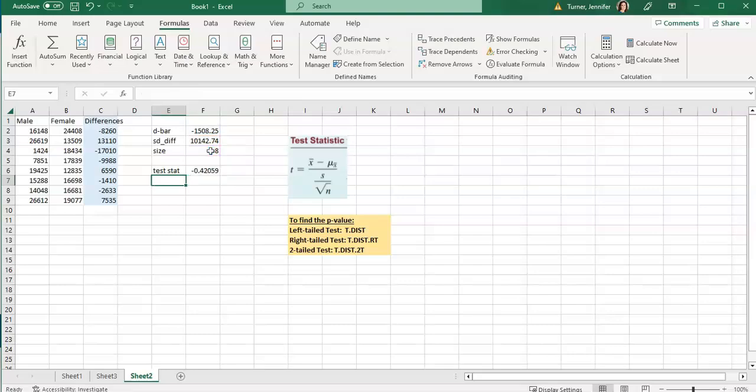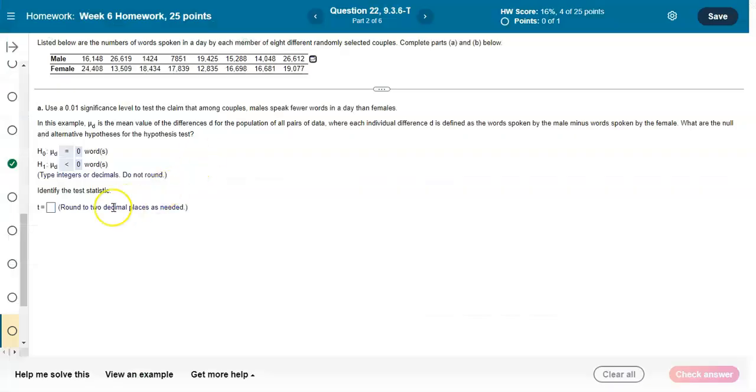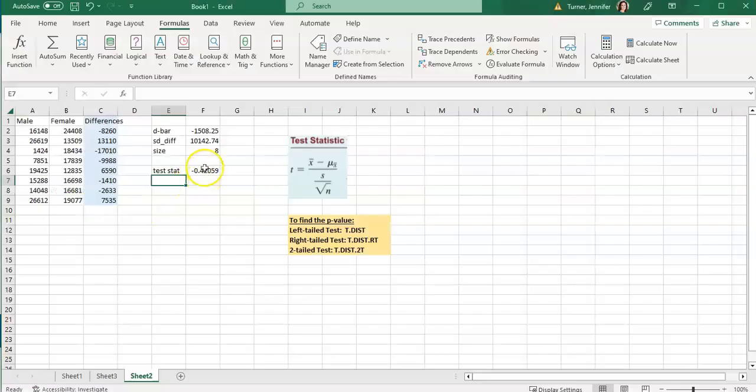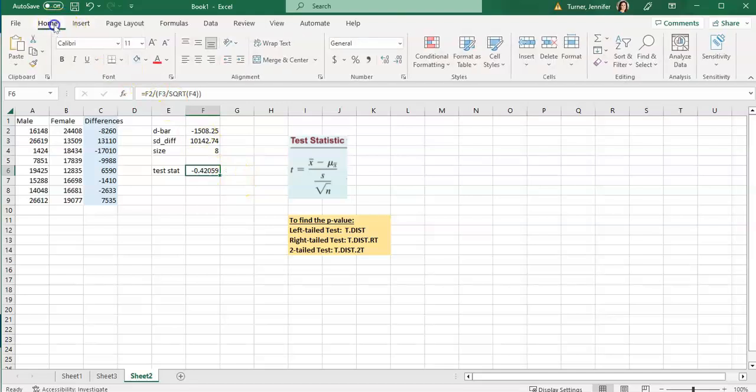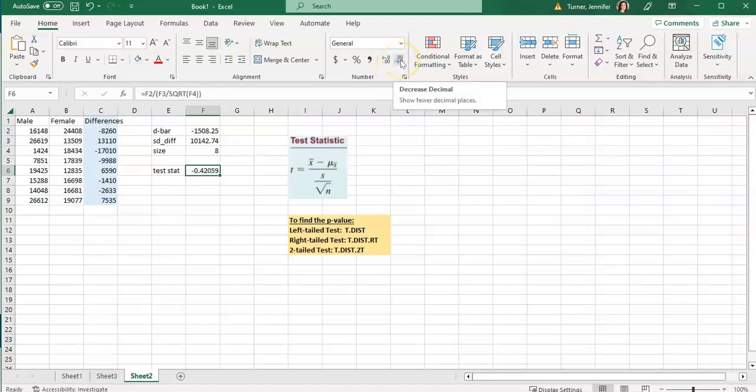So here is our test statistic. That was the first thing we were asked for, and we wanted to round that to 2 decimal places. This is more than 2 decimal places, but we can always adjust that by going to the Home tab at the top and coming here to either increase or decrease the number of decimal places as we see fit. So we're going to decrease this down to 2 decimal places, and we see the test statistic is negative 0.42.